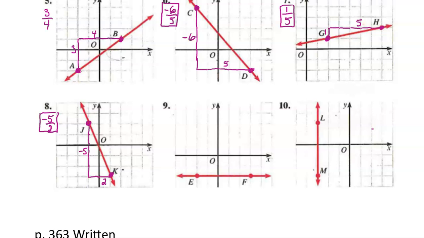Number 9. This is a horizontal line. The slope is 0. Number 10. This is a vertical line. The slope is undefined.